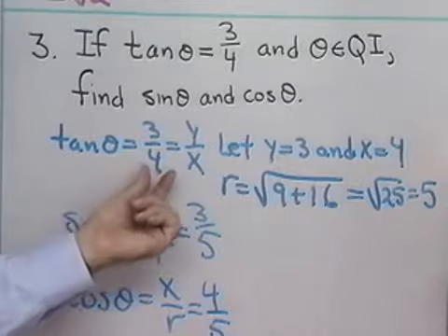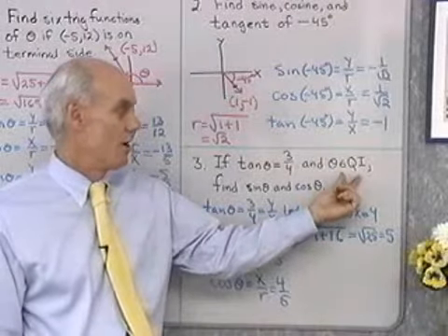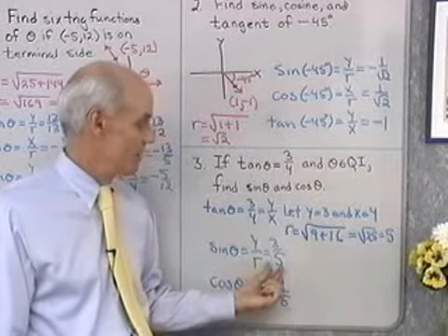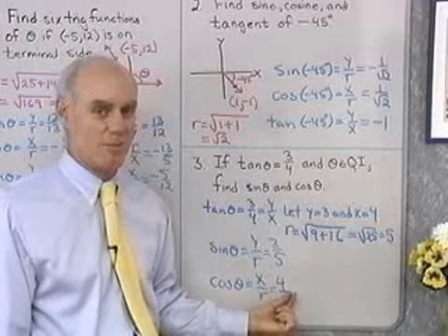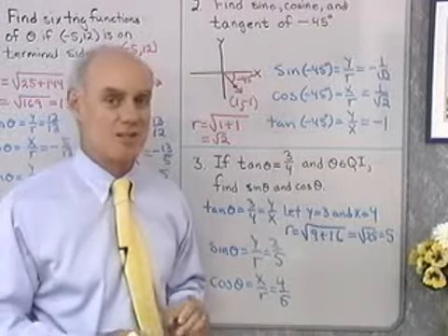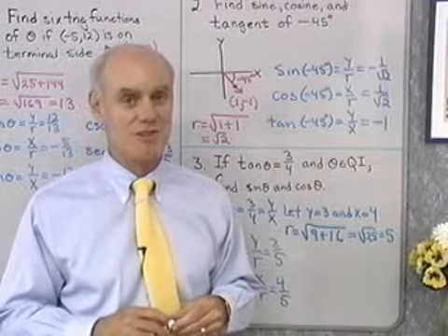So if tangent theta is 3/4 and theta terminates in quadrant 1, meaning sine, cosine, and tangent will all be positive, then sine theta must be 3/5 and cosine theta must be 4/5. So if there's one thing that you want to have done after you finish this section, it is you want to have that definition for the 6 trigonometric functions memorized.